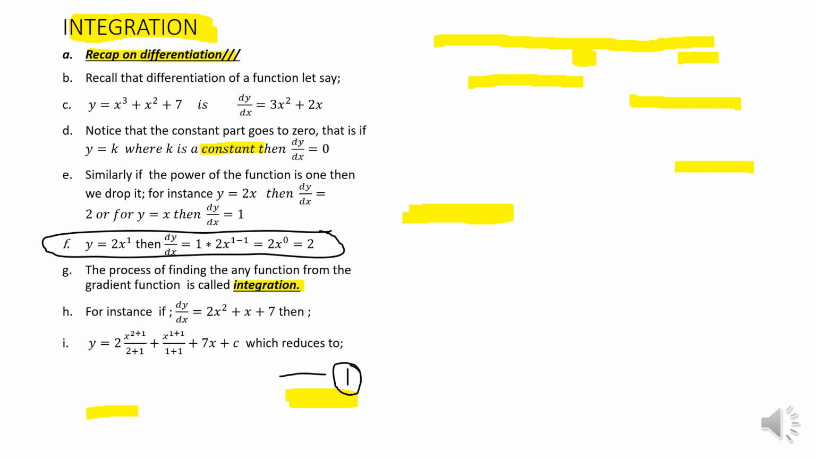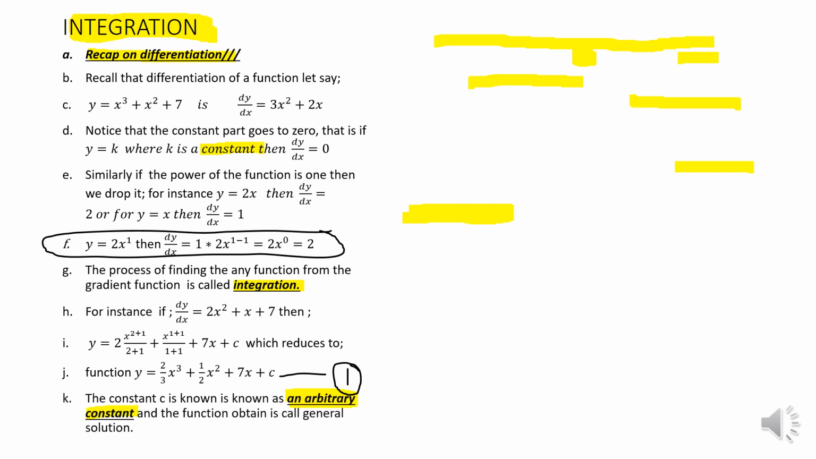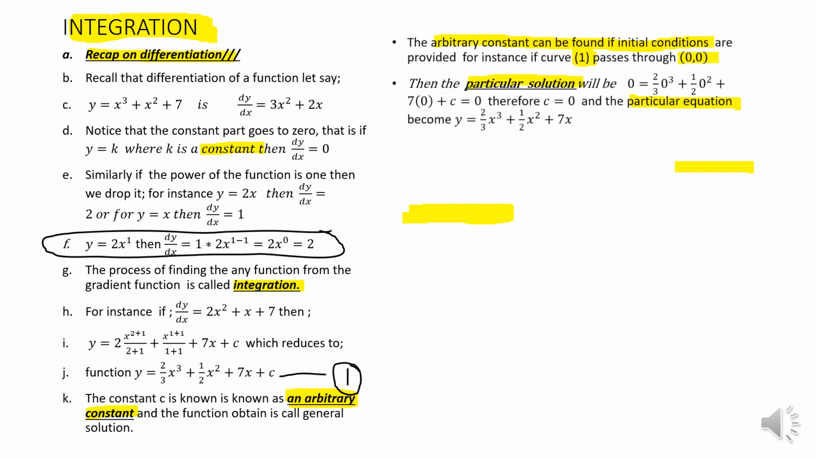Now, if you simplify that expression, then we end up with y equals 2/3 x cubed plus a half x squared plus 7x plus a constant c. Notice that constant c is referred to as an arbitrary constant, and the function obtained is called the general solution.